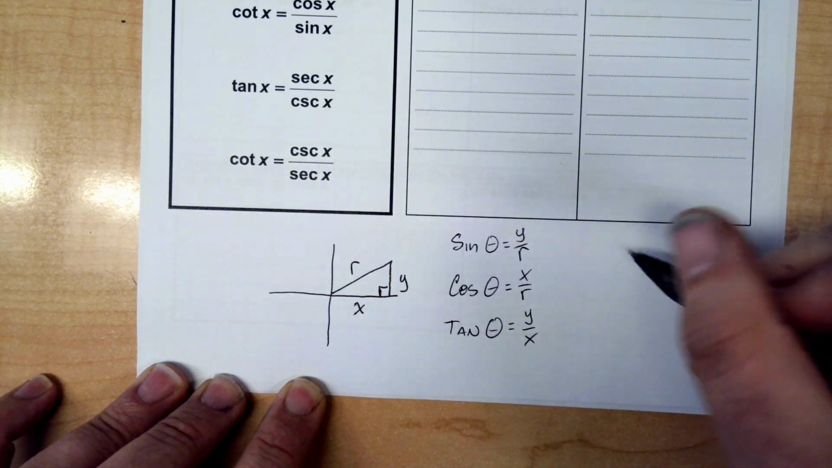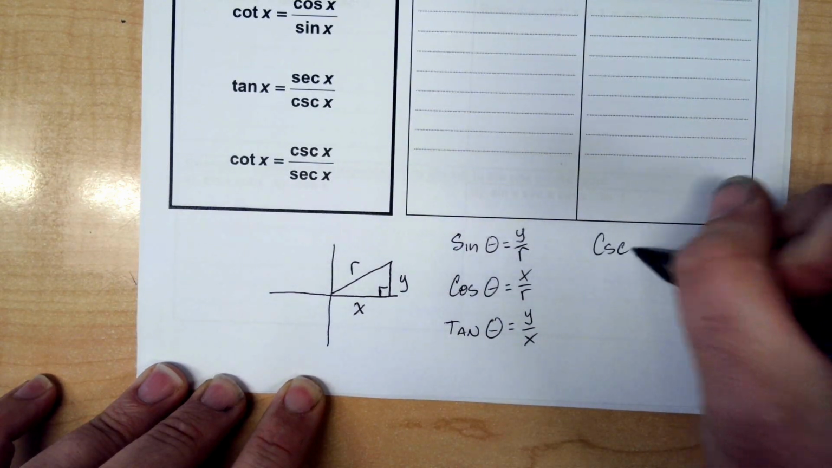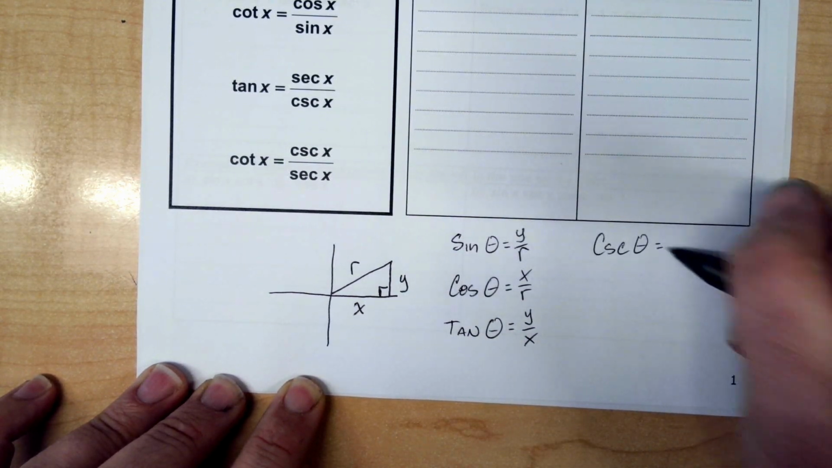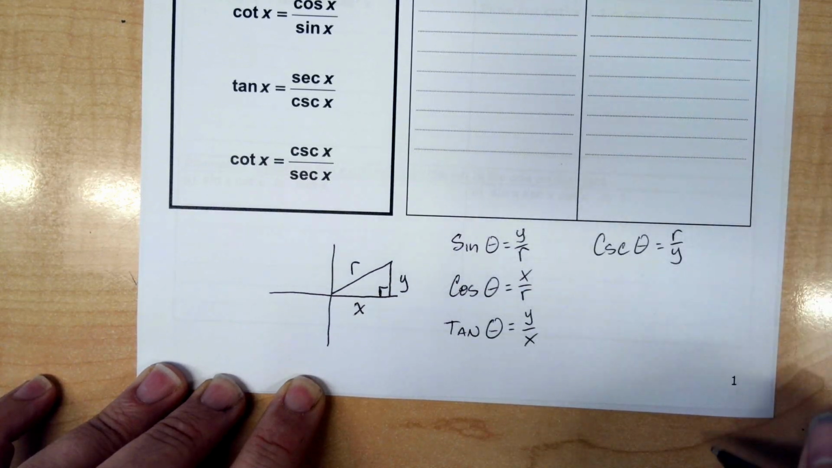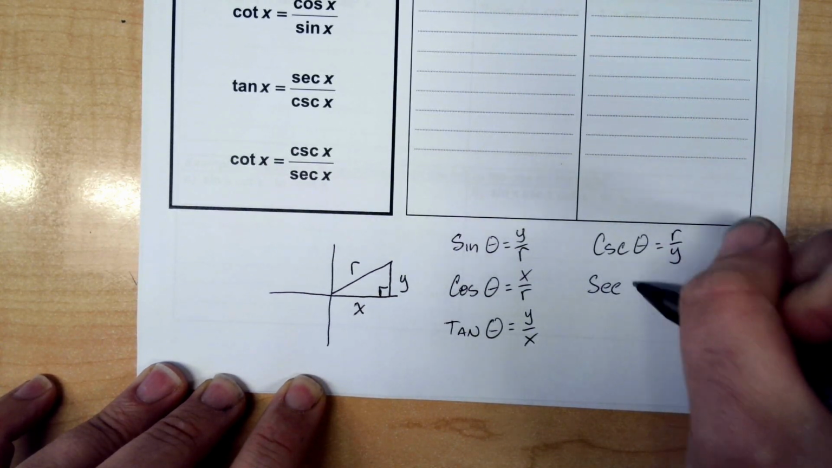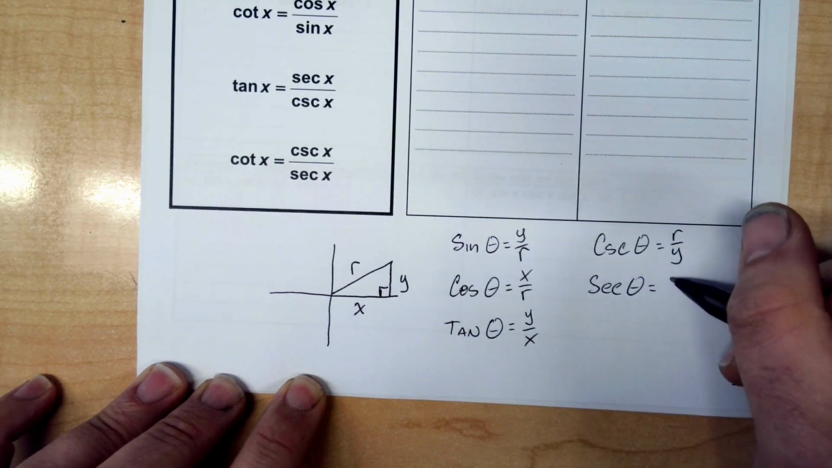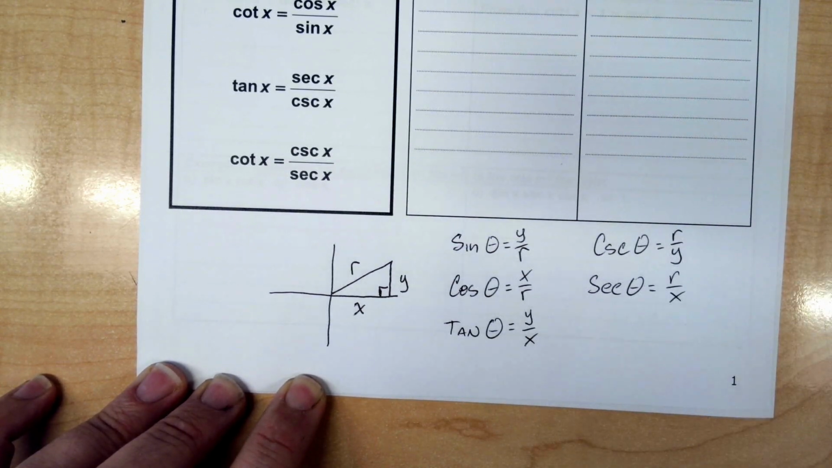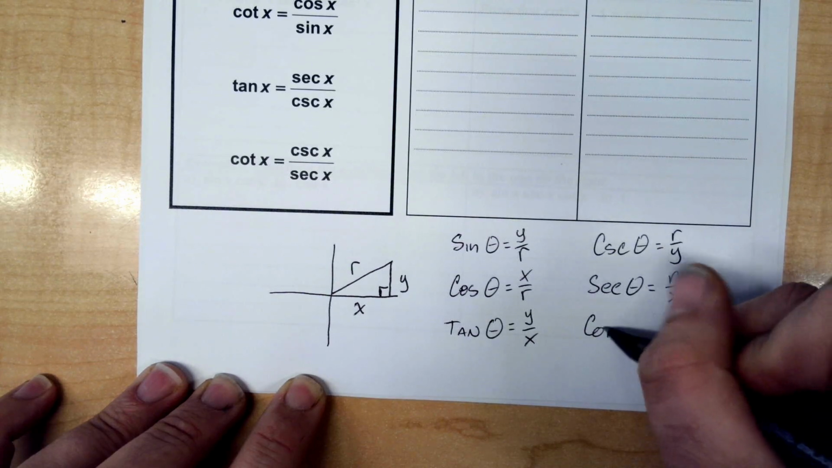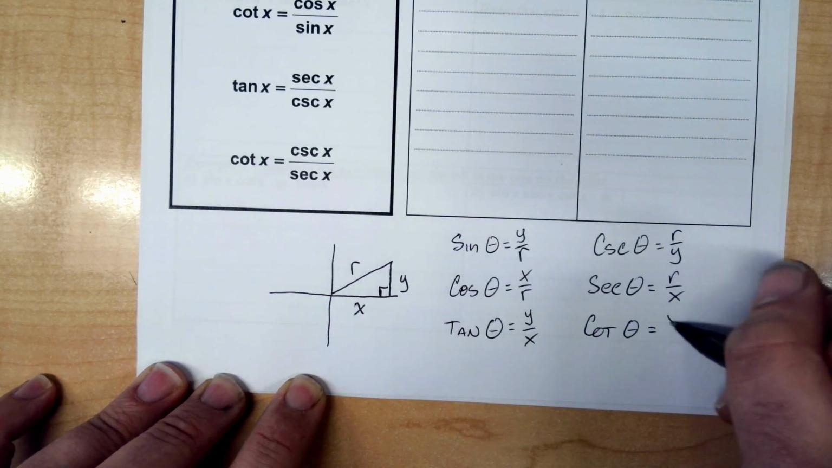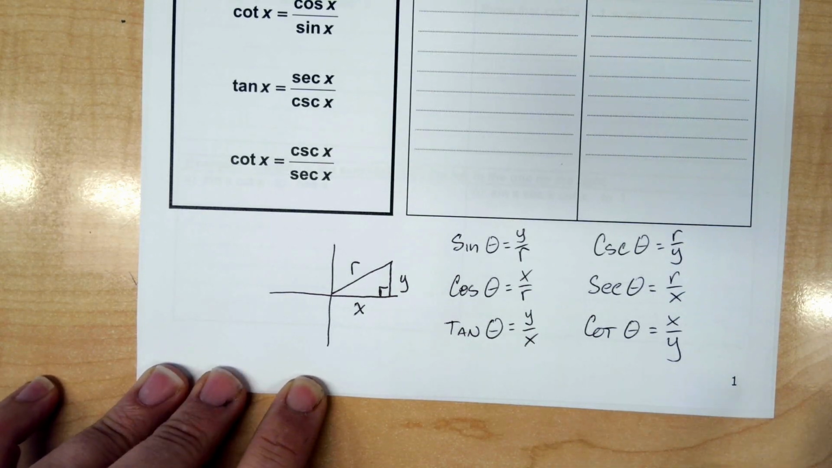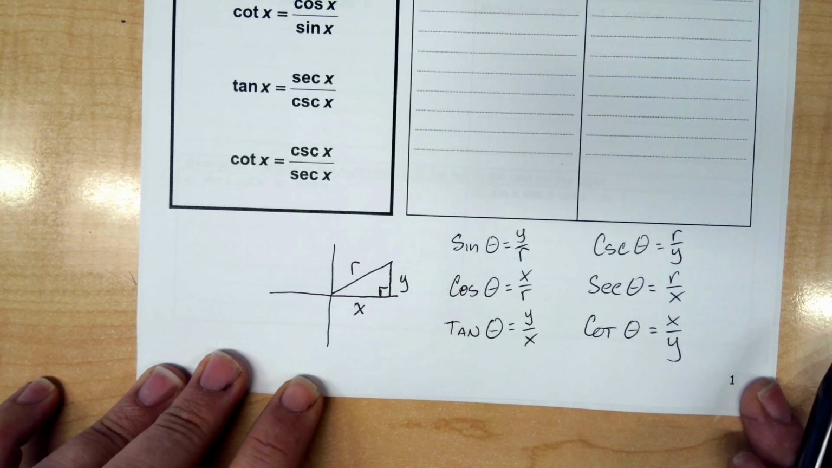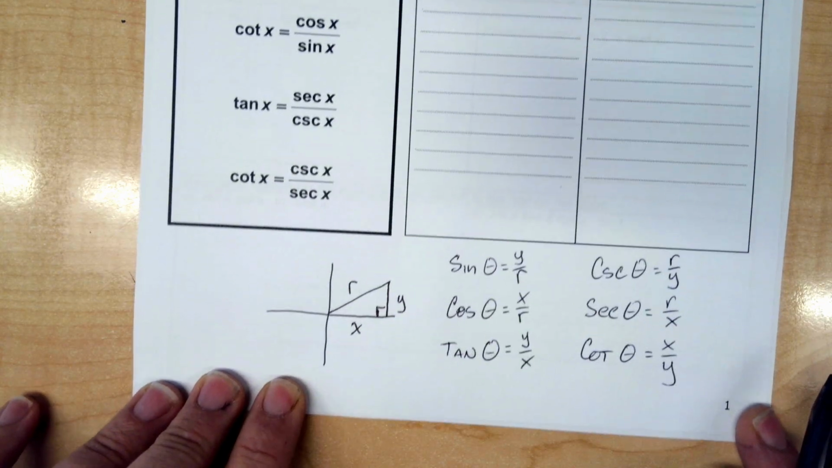We also looked in the past at how the cosecant of an angle is the reciprocal of sine, so cosecant is r over y. The secant of our angle can be r over x, and the cotangent of our angle could be x over y. So with that information, we can prove a couple of things.